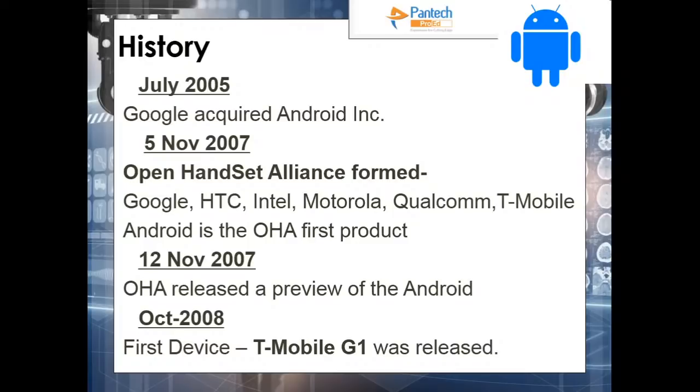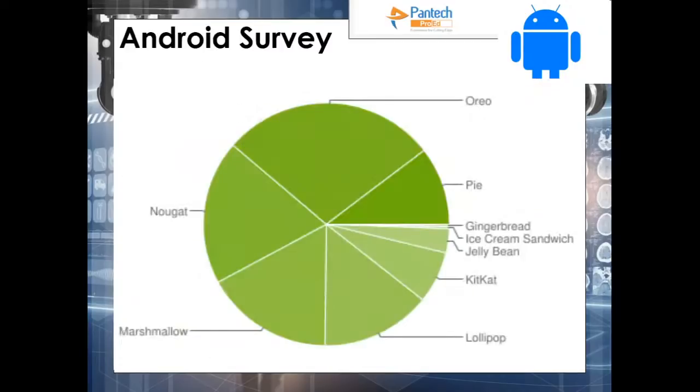Then after that, on 12 November 2007, the Open Handset Alliance released the preview of Android. Then in October, the first Android phone was released on T-Mobile. T-Mobile is one of the companies. Now also some mobiles are releasing, but it's not a famous one. So the G1 was released. First released here only.